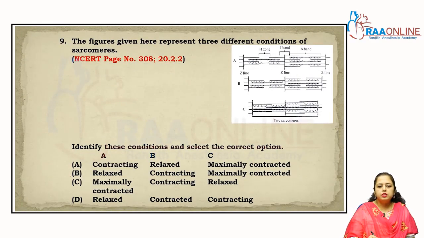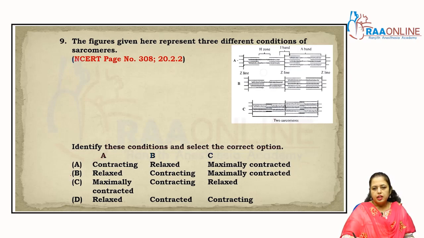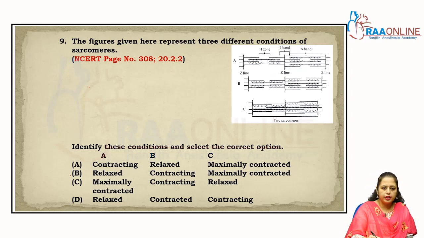Now the figure given here shows three different conditions of the sarcomere. What is a sarcomere? It is the structural and functional unit of the muscular tissue. You can see here that the sarcomere is made up of a filament system, that is the thicker one, myosin.